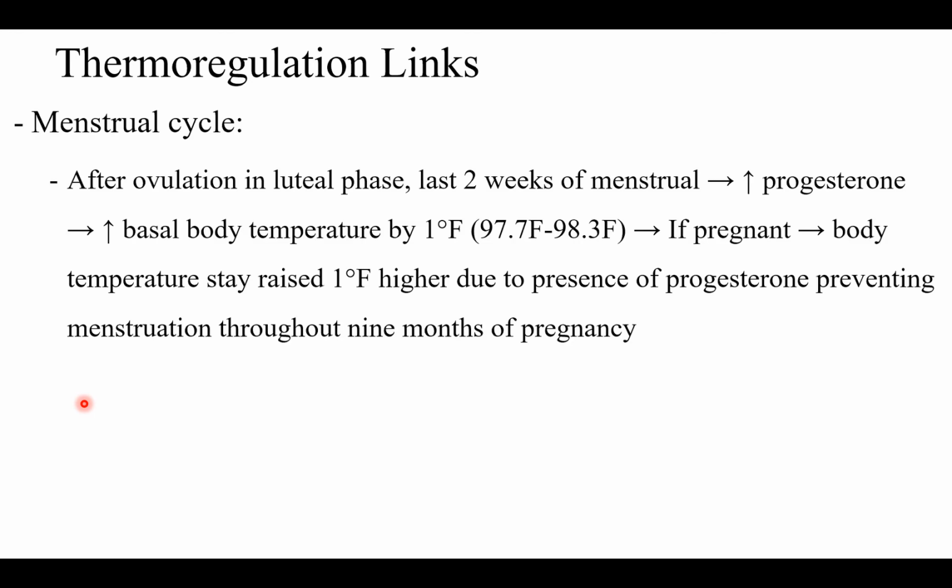First thing, menstrual cycle. After ovulation in the luteal phase, that is the last 2 weeks of the menstrual cycle, you have an increase in progesterone. Progesterone increases basal body temperature by 1 degree Fahrenheit, so in the last 2 weeks of the menstrual cycle you will have an increase in body temperature. And if a person is pregnant, body temperature stays raised 1 degree Fahrenheit higher due to the presence of progesterone throughout the pregnancy.